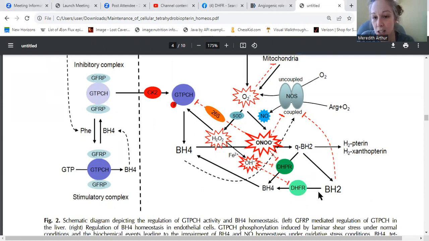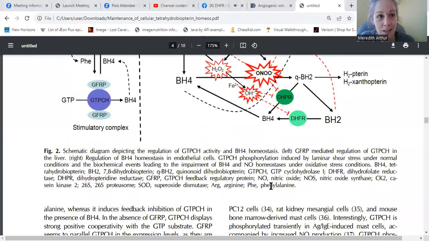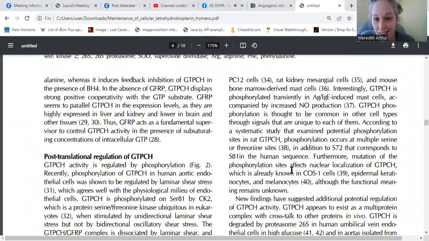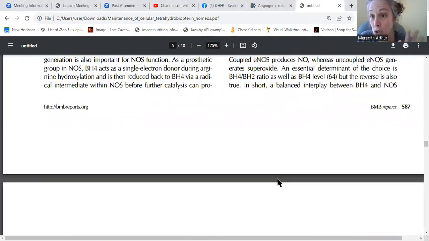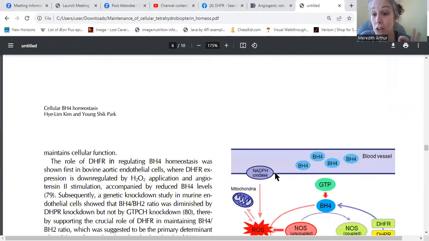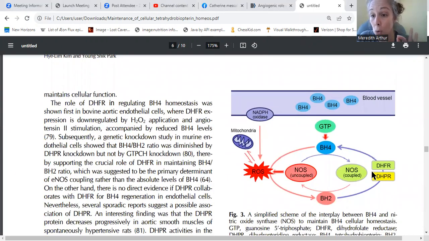Okay, so here's DHFR. And so it can convert BH2 to BH4. Let me go down here. So you can see that that was to show you that it's an independent enzyme. It has the functional ability alone to convert BH2 to BH4.